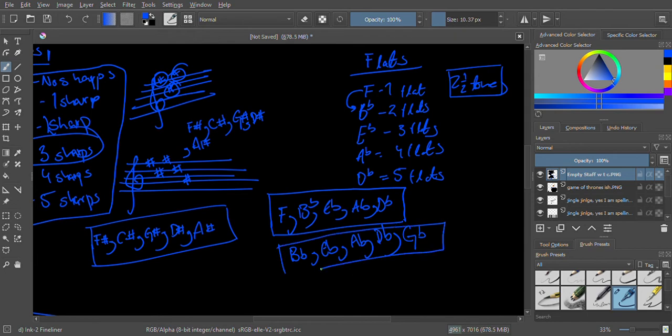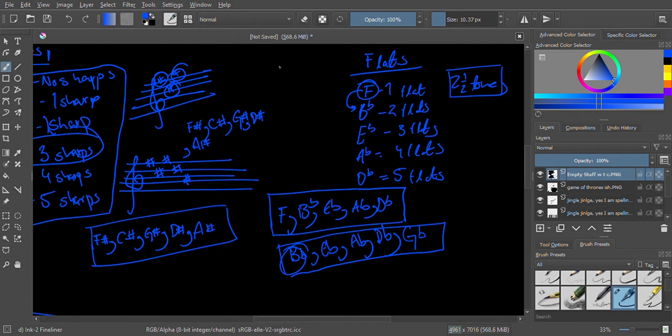So just like we had C, G, D, A, E for sharps, we have F, B flat, E flat, A flat, D flat for flats. And just as we had F sharp, C sharp, G sharp, D sharp, A sharp for sharps, we have B flat, E flat, A flat, D flat, G flat for flats, and it works in much the same way. The way to attain these for both: in the first one you start on F and you move 2.5 tones forward for each subsequent one. The second one you start on B flat and you move 2.5 tones for every subsequent one.